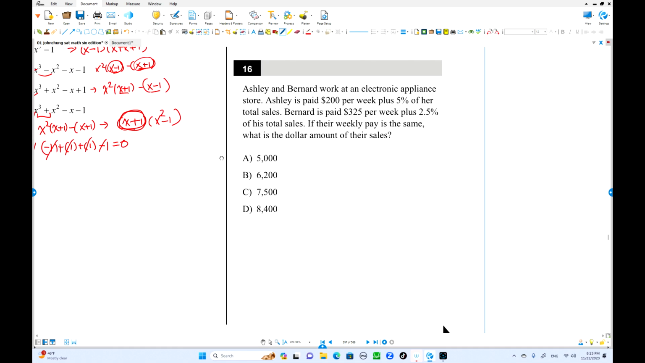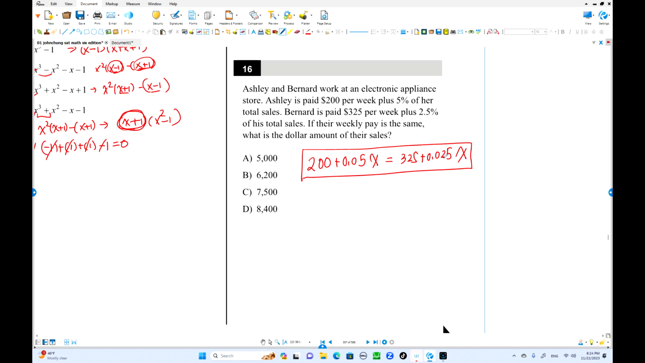Number 16 is two guys work in an electronic appliance store. Ashley is paid $200 per week plus 5% of her total sales. Bernard is paid $325 and 2.5%. If their weekly pay is the same, what is the total amount of sales? So actually it's $200 plus 0.05 times total sales X. That equals Bernard's 325 plus 0.025 times X. That must be equal, right? So you can solve for X.